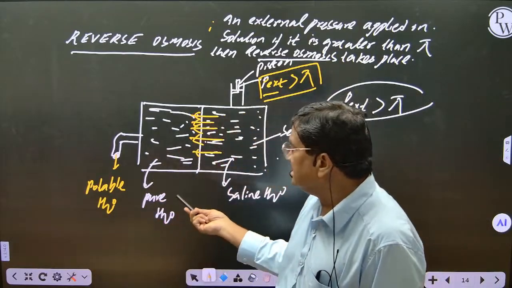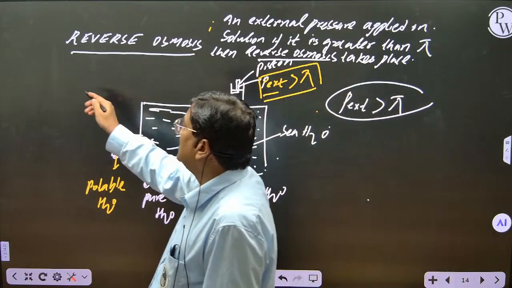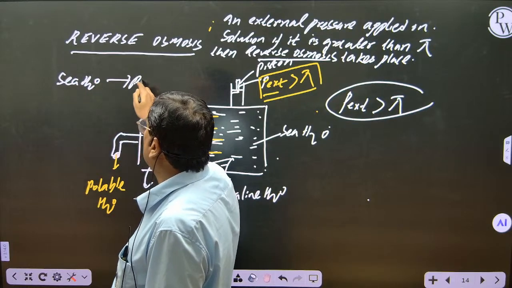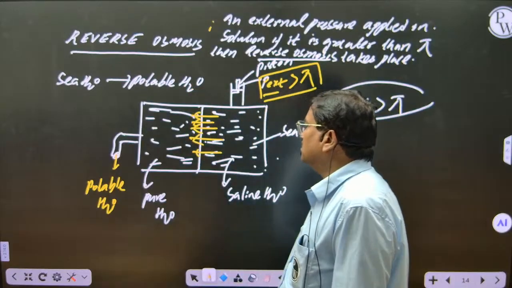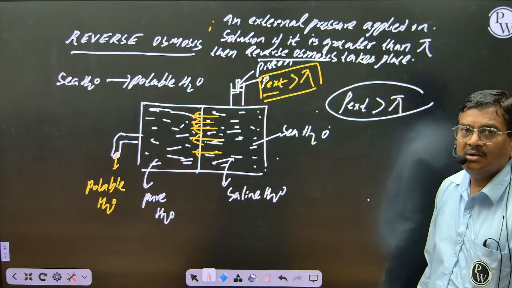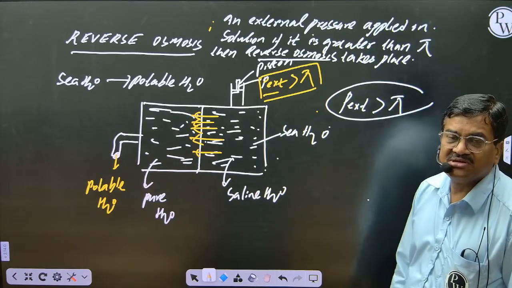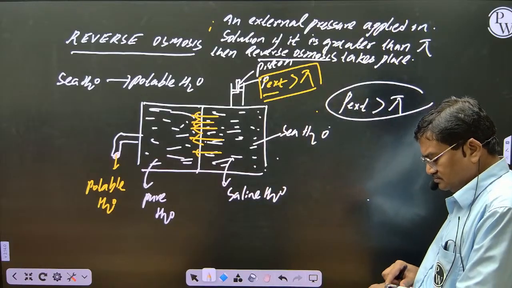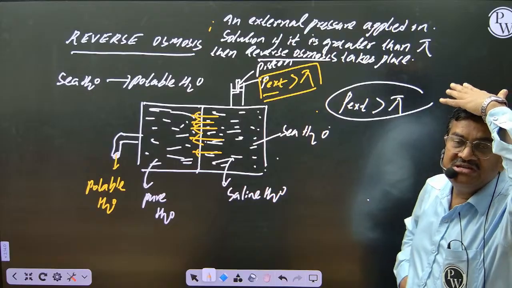And what is this reverse osmosis meant for? To convert the sea water into potable water. So here, sea water can be made into potable water. Potable is what? Drinking water. Conceptual based, so they can ask reverse osmosis. Clear? So with this all colligative properties we completed.